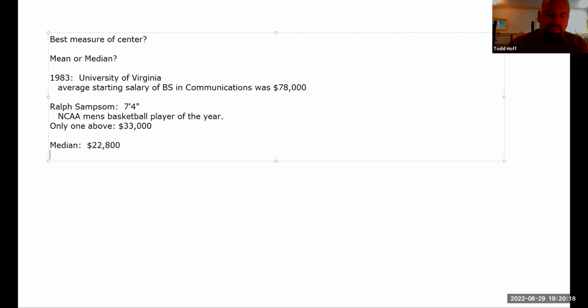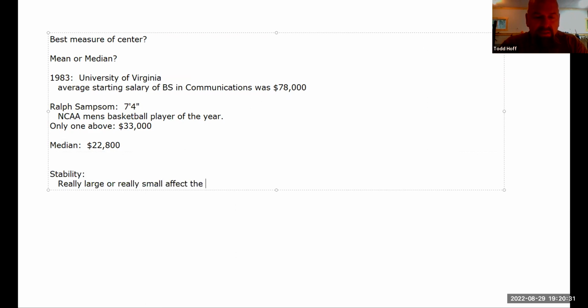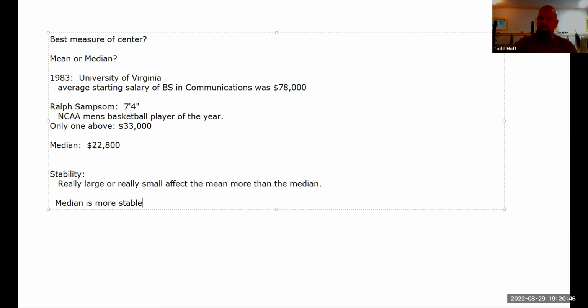So it comes down to what we call stability. Really large or really small numbers will affect the mean more than the median. So the median is more stable. And because of that, we tend to use the median as the more reliable measure of center. So that's why, with anything that has to do with income, median is much better. They're talking about median household income.